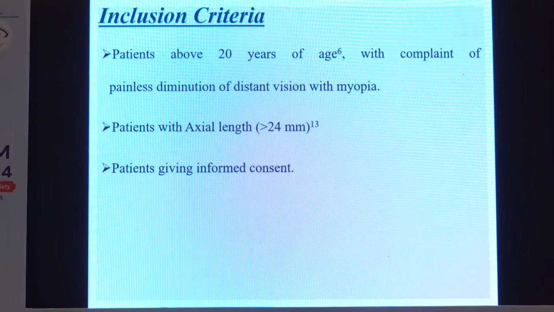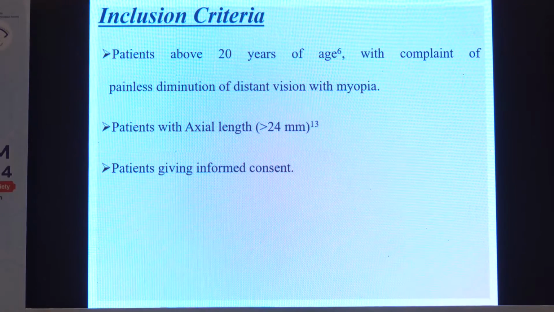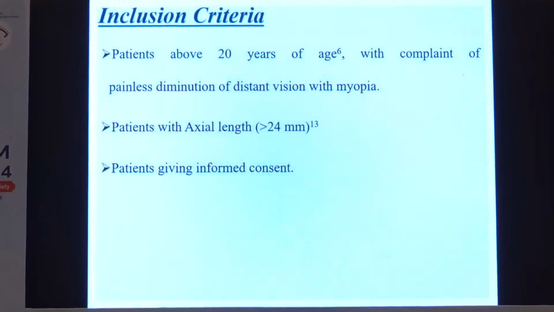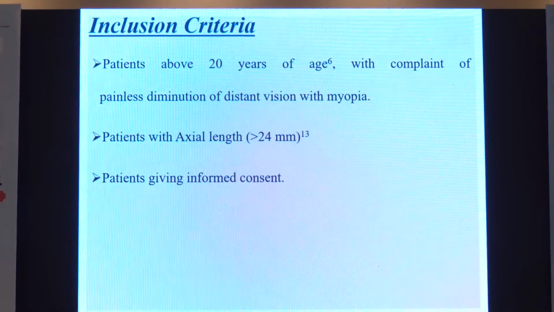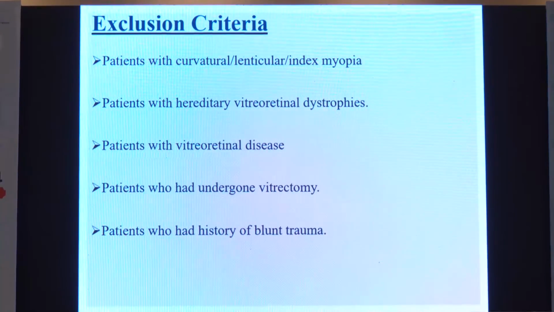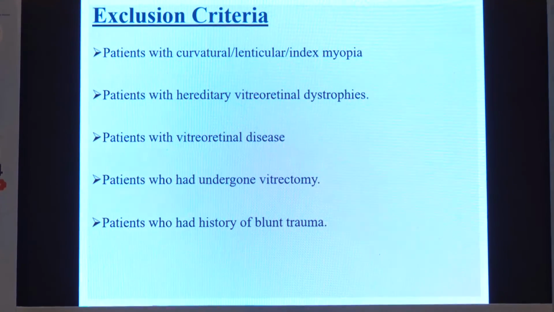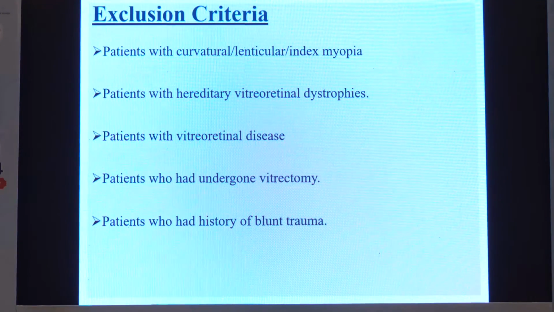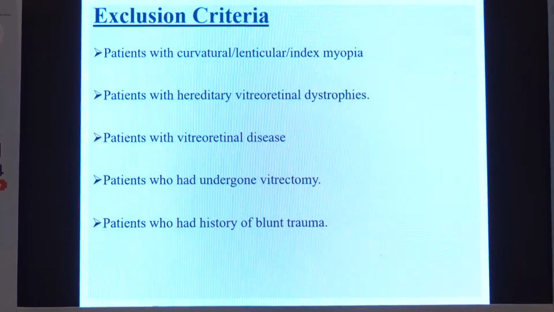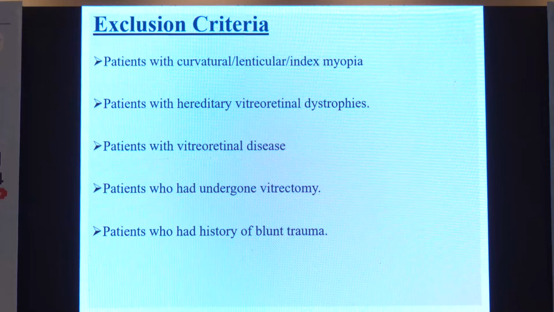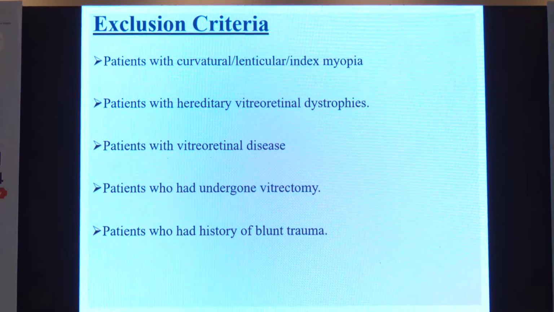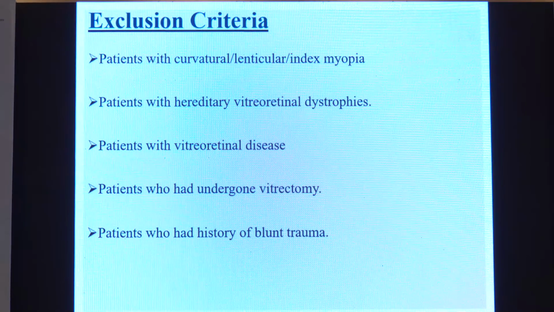Inclusion criteria: patients above 20 years of age with complaint of painless diminution of distant vision with myopia, patients with axial length more than 24 mm, and patients giving informed consent. Exclusion criteria: patients with curvatural, lenticular, or index myopia, patients with hereditary vitreoretinal dystrophies, patients with vitreoretinal disease, patients who had undergone vitrectomy, and patients who had history of blunt trauma.